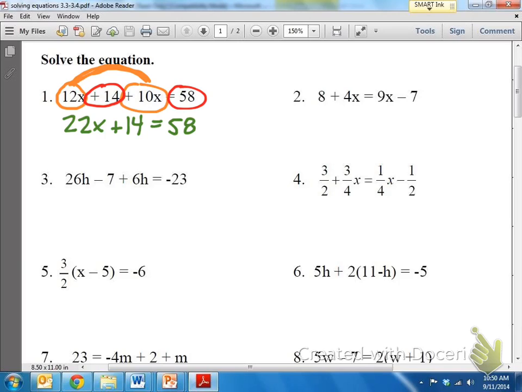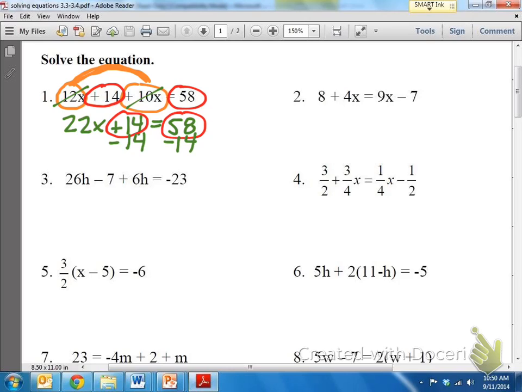Now, from here, again, we still haven't taken care of 14 or 58. And remember, I like my variables where Beyonce is, to the left. And then we move the numbers to the other side, which is the right. So I need to move 14. But this time I am going to cross the equal sign. See how 14 needs to go over 58, but it will cross the equal sign. So I'm going to subtract 14 from both sides.